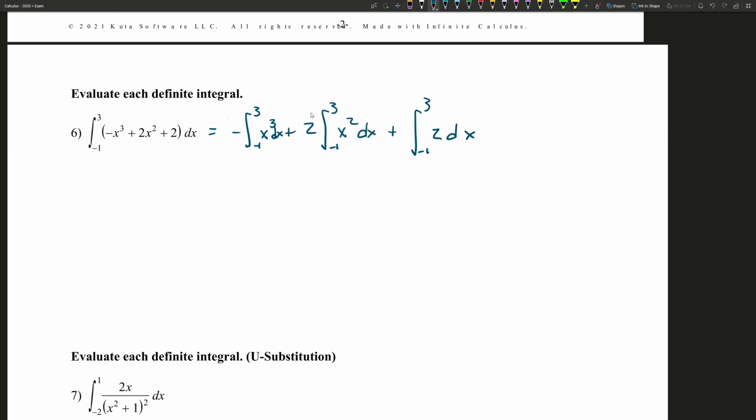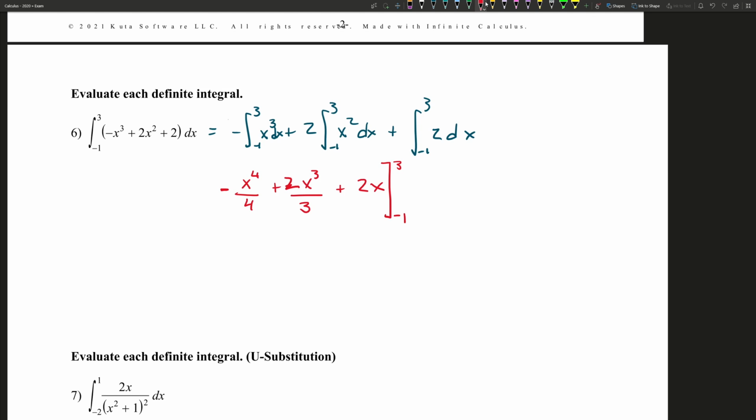All right, so then we're just using the power rule. All right, so the integral of x cubed, that's x to the 4th over 4, and there's still that negative out front, plus 2 times the integral of x squared, so that integral is x cubed over 3, and then plus the integral of 2, which is just 2x. Right, so this is our integral, but we need to evaluate this from negative 1 to 3.